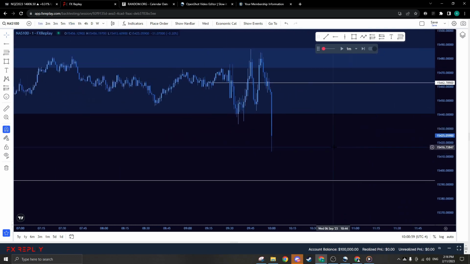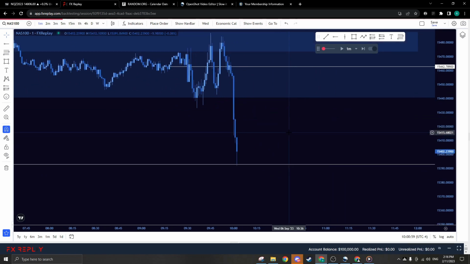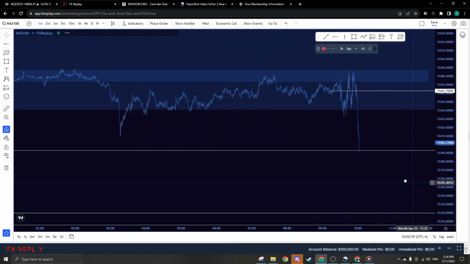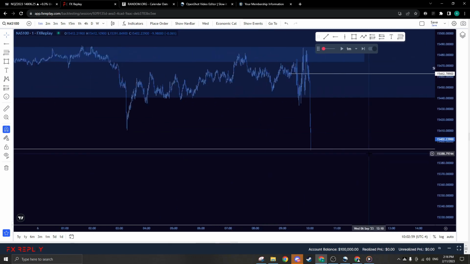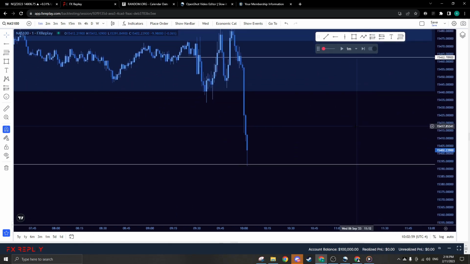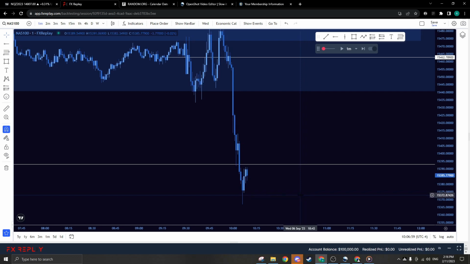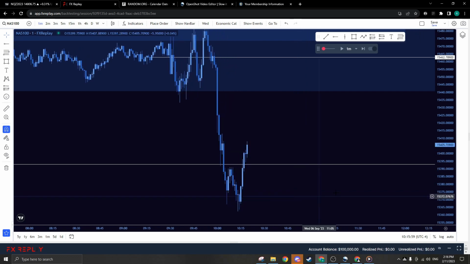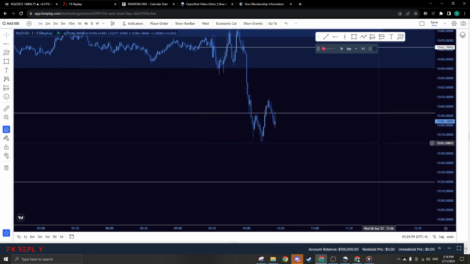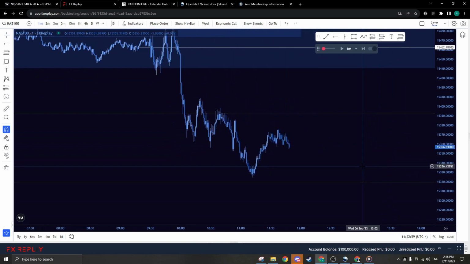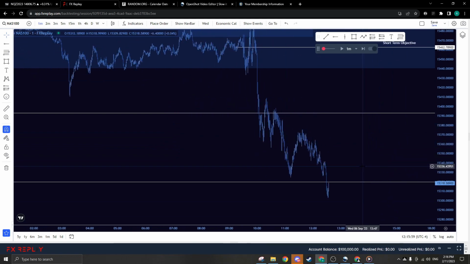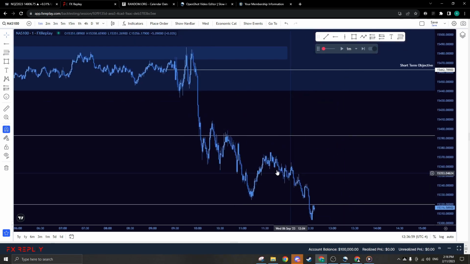So silver bullet opens up. Straight away, we're already tapping into that intermediary term objective, which is nice. See how price is going. There you go. There's our long-term daily objective.